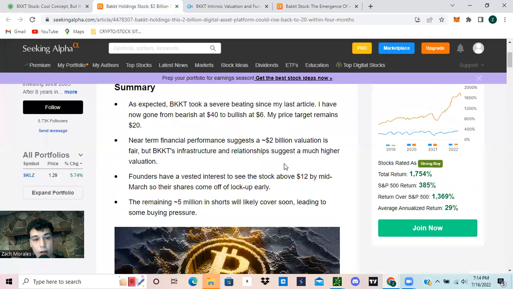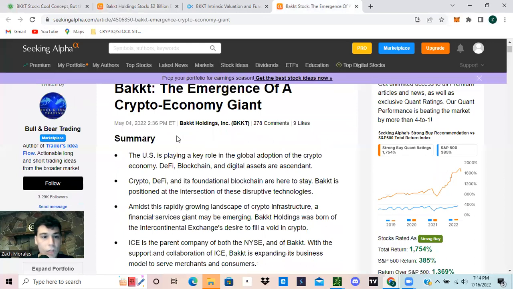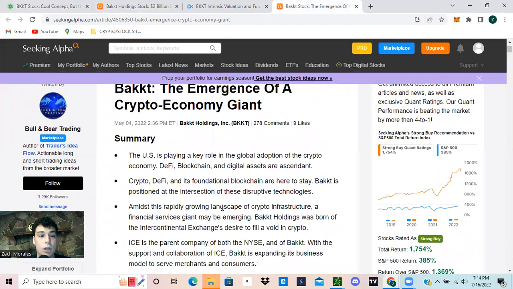So that was just a quick thing to show you that not all of these articles are going to be 100% right. They're not going to be able to pinpoint everything. All right. So we can go over here and look at this one, a little bit more recent, May 4th, another super bullish article: the emergence of a crypto giant. The US is playing a key role in the global adoption of crypto economy, DeFi, blockchain, and digital assets, right?